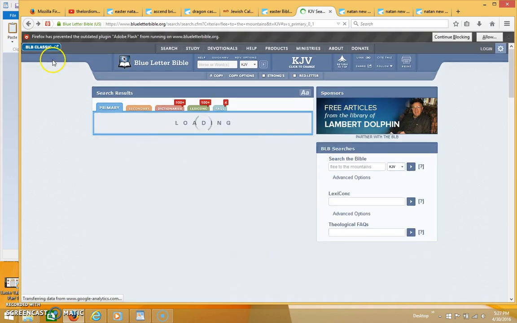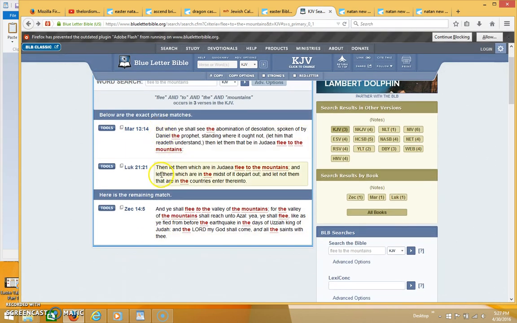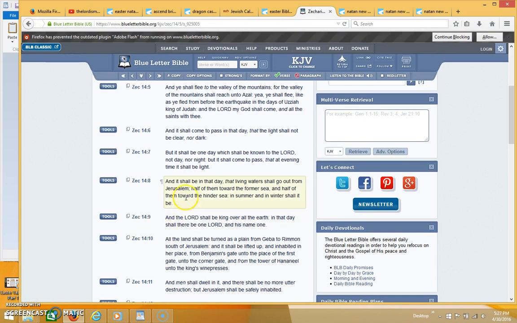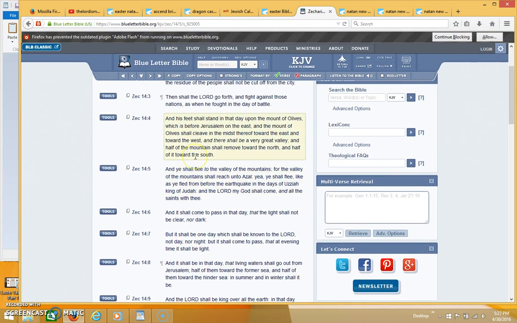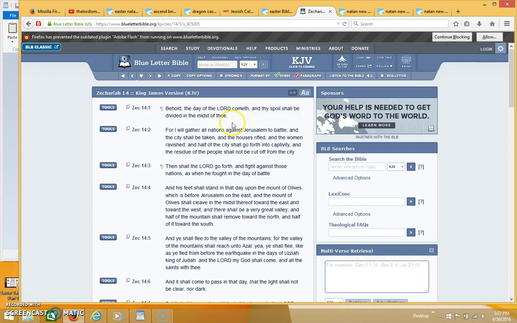And then you also see in the Old Testament, which is a parallel of these two verses, that once Israel is surrounded, that's when they flee to the mountains, because this is what it's talking about here in Zechariah 14. It says, "For I will gather all nations against Jerusalem to battle. The city shall be taken, and the houses rifled, and the women ravished, and half of the city shall go forth into captivity, and the residue of the people shall not be cut off from the city."